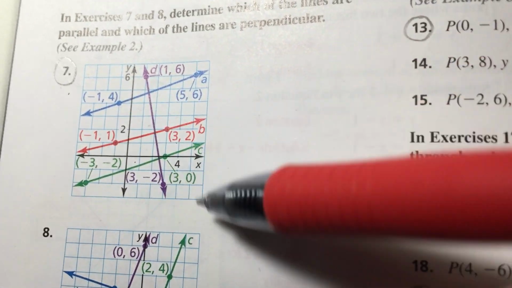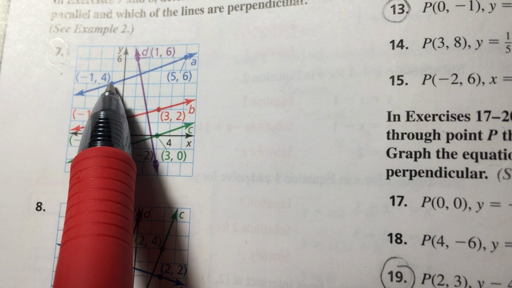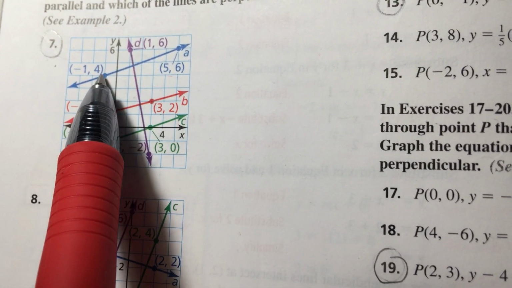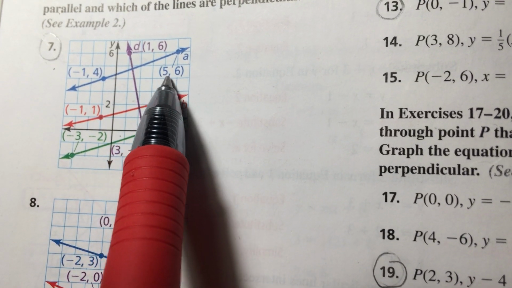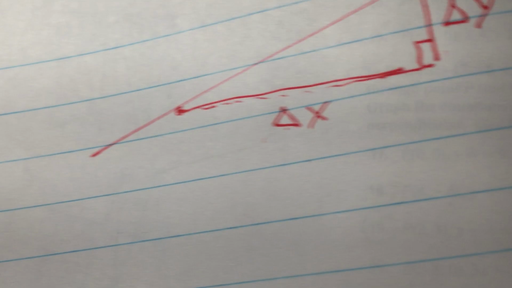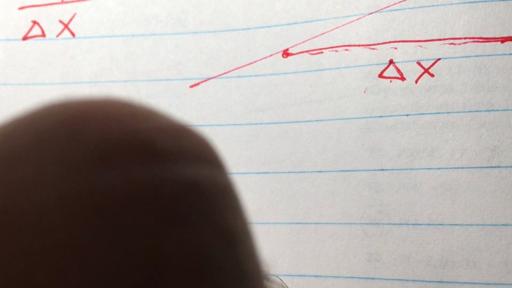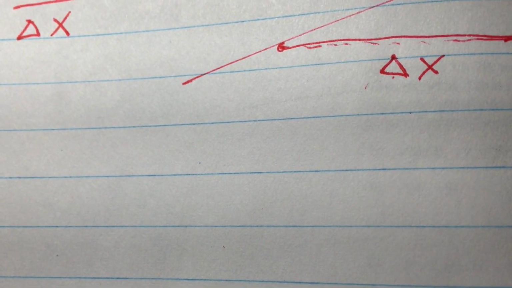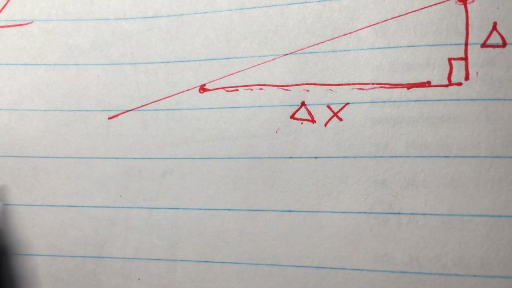Okay, so number 7. Here's number 7. I'm making a little triangle just like we did before. What's the difference in the x value? 1, 2, 3, 4, 5, 6. And the y value difference is 2. So for letter A, the rise is 2, the run is 6 units, and that's a positive value.